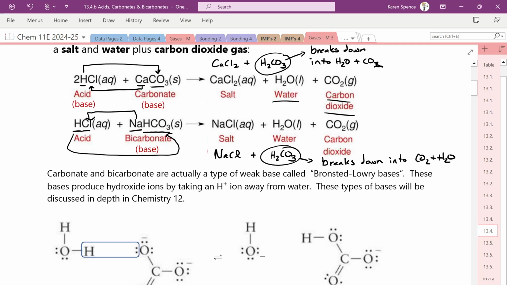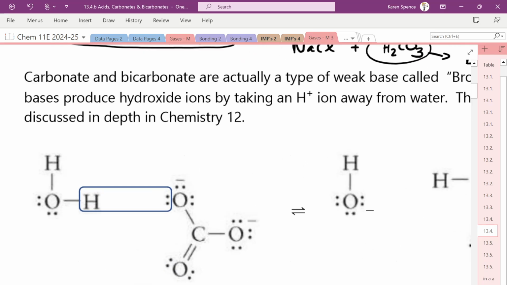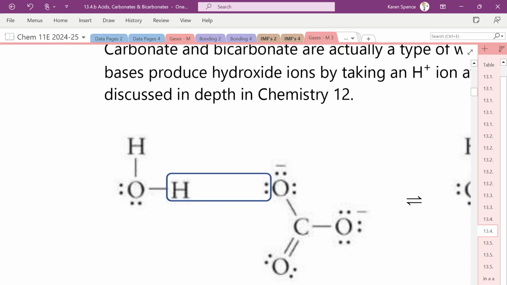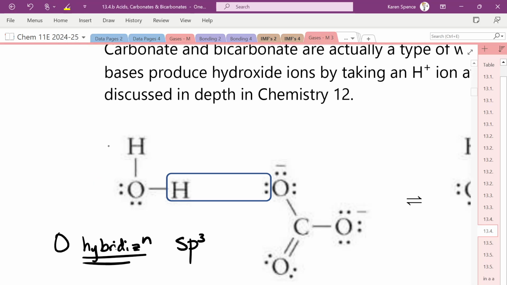If you want to see what happens in terms of the Lewis structures, here's water. And while we're here, we might as well review the geometry of the water, because we've probably forgotten a lot of our geometry. What hybridization is the O? What do we mean by hybridization? It is sp3, because we have 4 electron domains, 2 lone pairs, and 2 bonding pairs. So it's sp3.